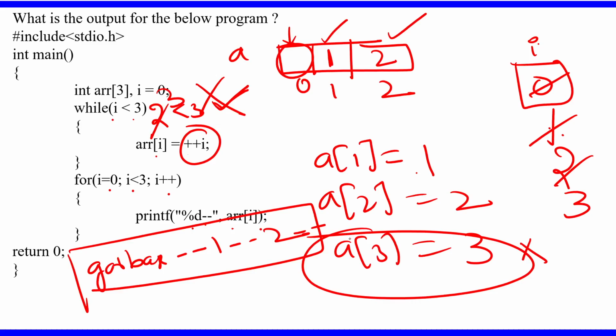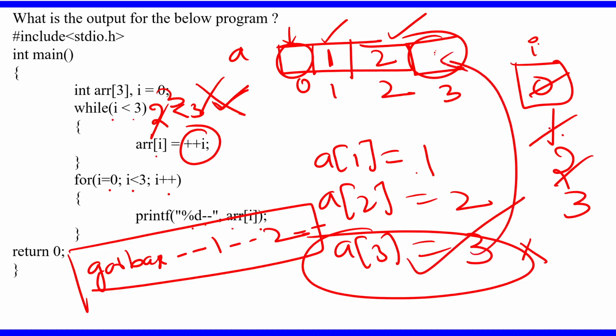Okay, and in the third case, when we are trying to assign A of 3 equal to 3, the C compiler will not throw an error because it is the immediate next box after my memory allotment. After I allocate memory, it is the immediate next box. So for that one box, the compiler will not throw an error. This is possible, it will go and store there, but we are not accessing that, so it is not a problem. So the output is garbage, 1 and 2.